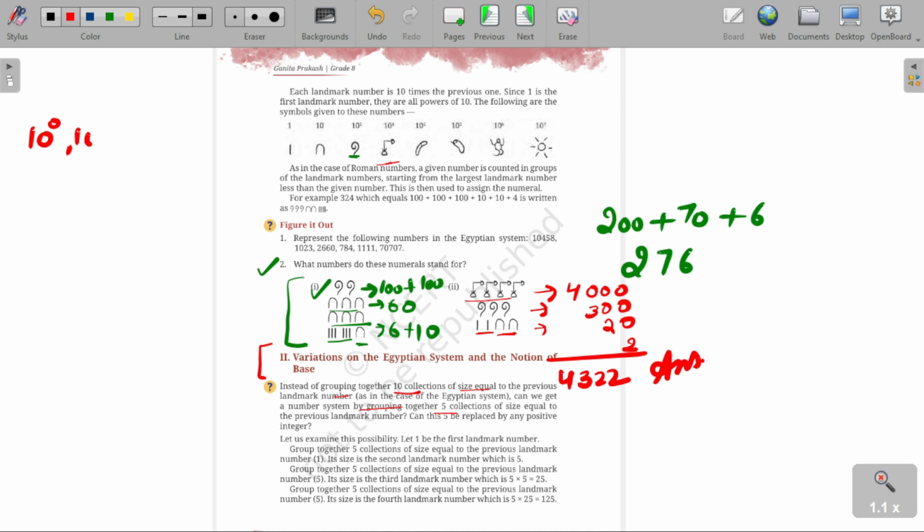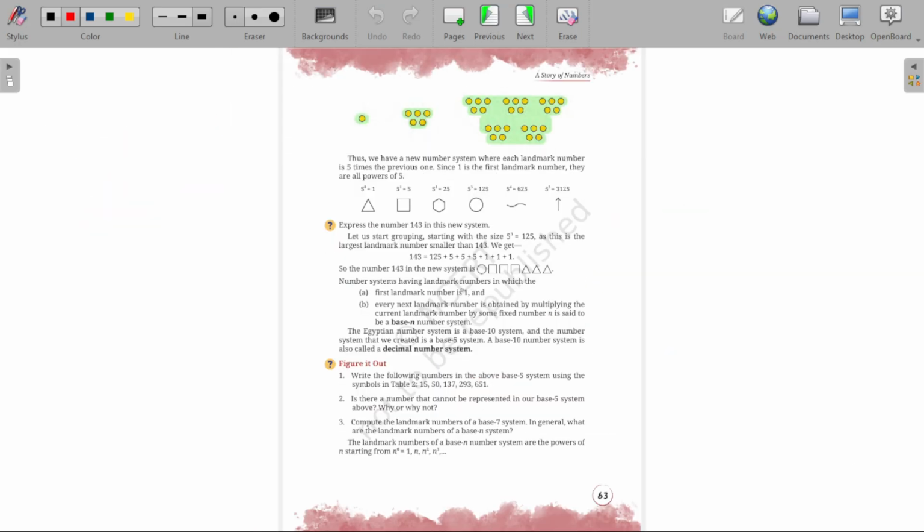Till now we have done the powers of 10, which is called the Egyptian number system, and they are noting the base. If we use base 5 here, what will be the symbols and what will be the process to solve the questions? Moving to the next page, you will get your answer.